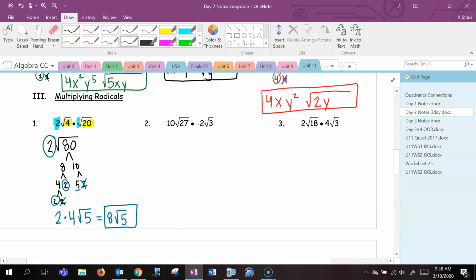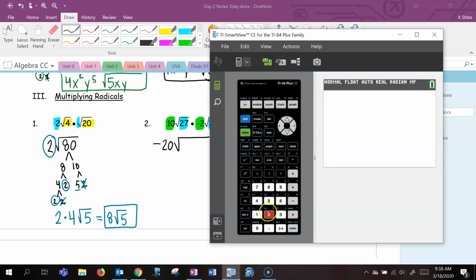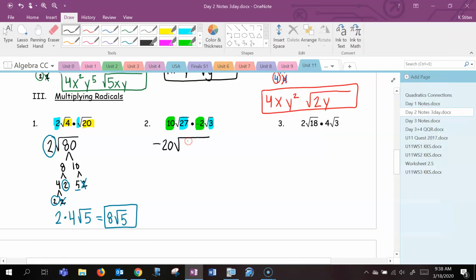All right, great. Let's try another one. Outside times the outside. Negative 20. Root 27 times 3 is 81. Ooh. All right, now look at this.